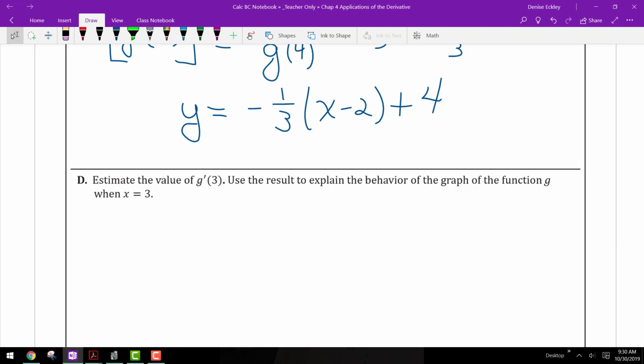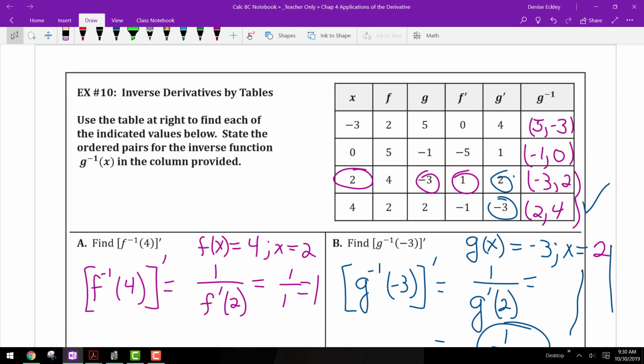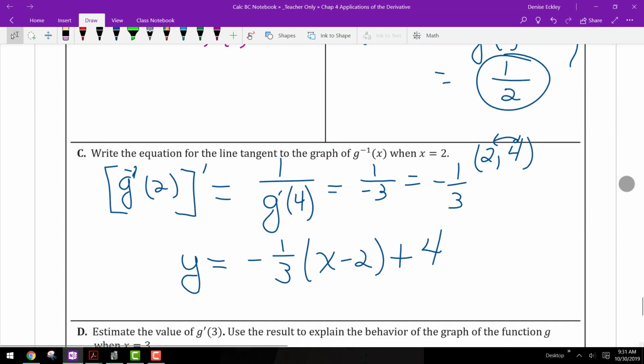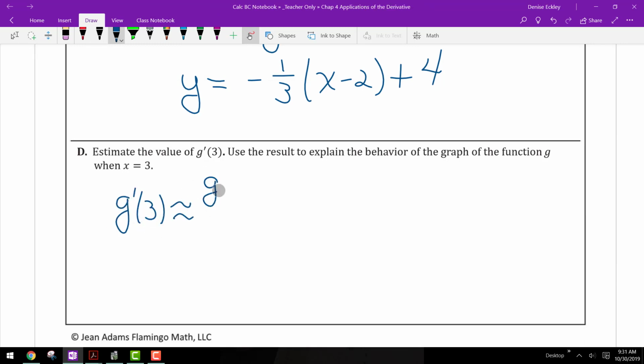Okay, and then finally, we're supposed to estimate the value of g prime of 3, and use the result to explain the behavior of the function g when x equals 3. Looking at the values we have in the table, we want g prime of 3, which isn't given, but we are given g of 4 and g of 2, and 3 is in between. So we're going to use a difference quotient. So g prime of 3 is approximately equal to g of 4 minus g of 2 over 4 minus 2.